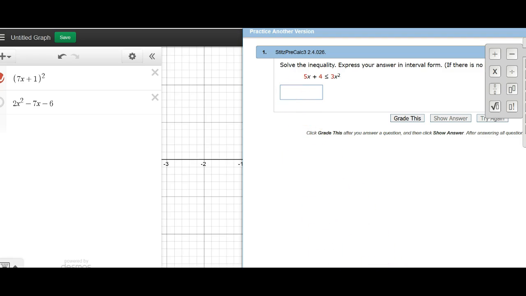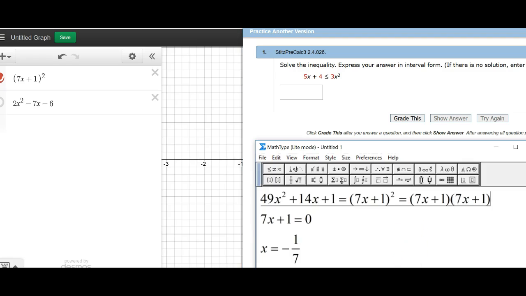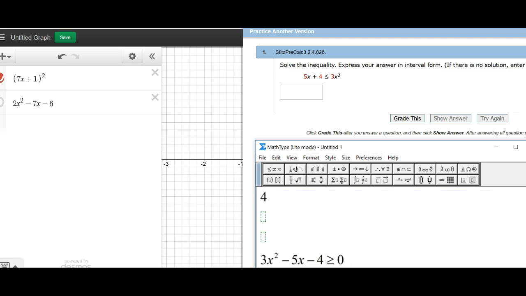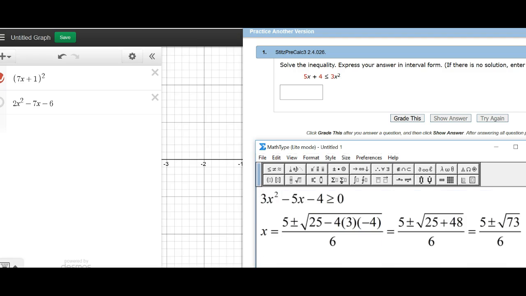So from practice another version, it brought up this inequality. So notice that it's not set relative to 0 for me, so I need to move 5x and 4 over. Or you could move 3x squared over, but then you'd have a negative, and most people don't like to do that. So I'm going to get rid of this stuff that I had before. So if I move the 5x and the 4 over, I'll have 3x squared minus 5x minus 4 is greater than or equal to 0.